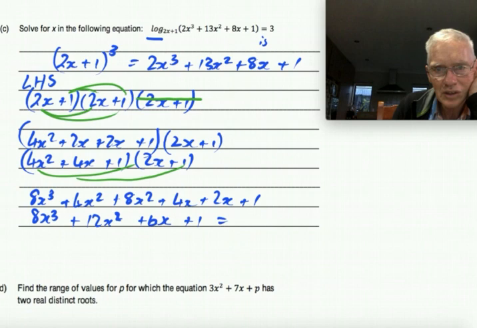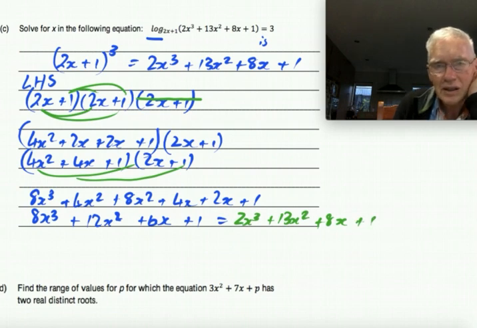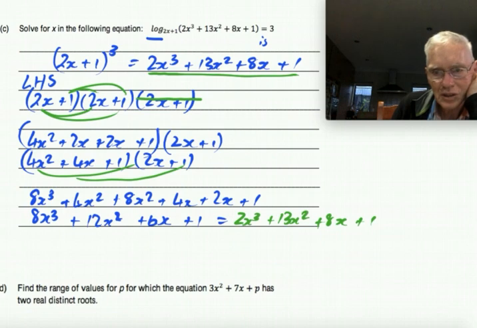The right-hand side was 2x cubed. I'll do the right-hand side in a different color here. So 2x cubed plus 13x squared plus 8x plus 1. Now that's got from this bit up here, so I just copy that down there. Now, let's see if we can put it all to one side to make it equal 0. So I'm going to put this 2x cubed to make it minus. So 8x cubed minus 2x cubed.